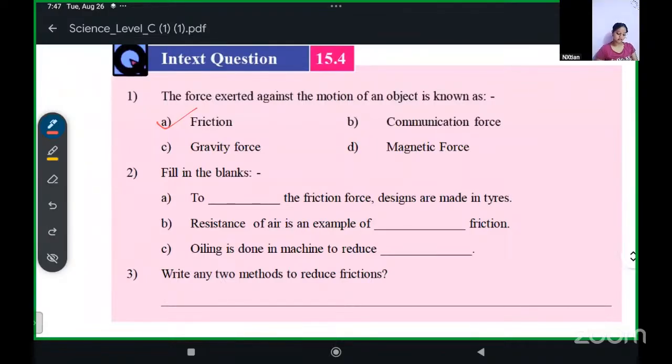Resistance of air is an example of air friction. Oiling is done in a machine to reduce friction. The two methods of reducing friction are, number one, increasing the surface smoothness. We can do that by sanding, and another method is using water.